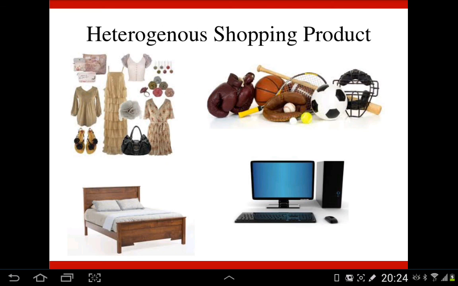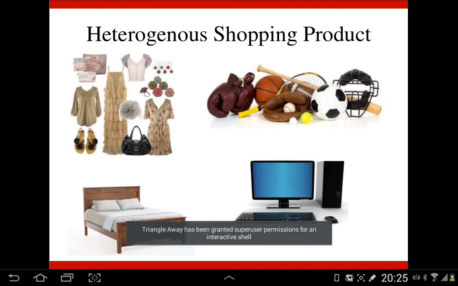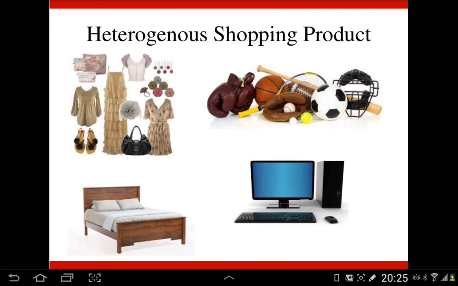Then we look at heterogeneous shopping products, and these are ones that are different. Clothing: a t-shirt is not just a t-shirt, a dress is not just a dress, a pair of shoes is not just a pair of shoes. You get different types of shoes, different styles, different materials used to make those shoes, and various price ranges. You get shoes for 200 Rand and shoes of 20,000 Rand.